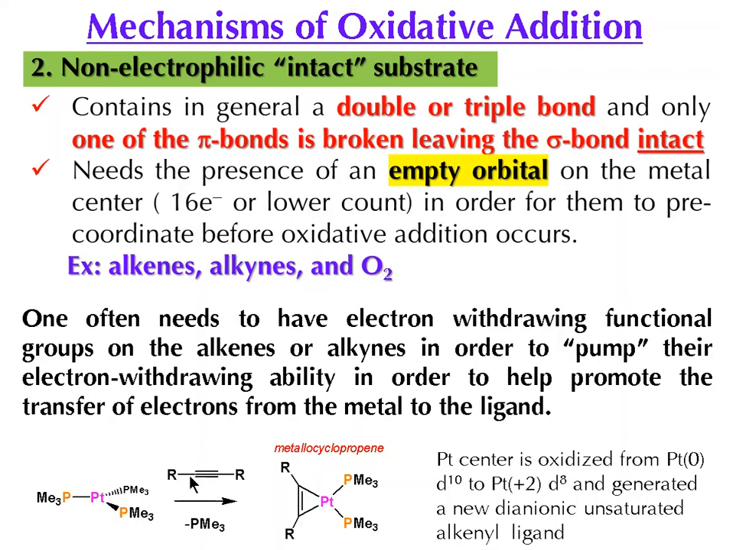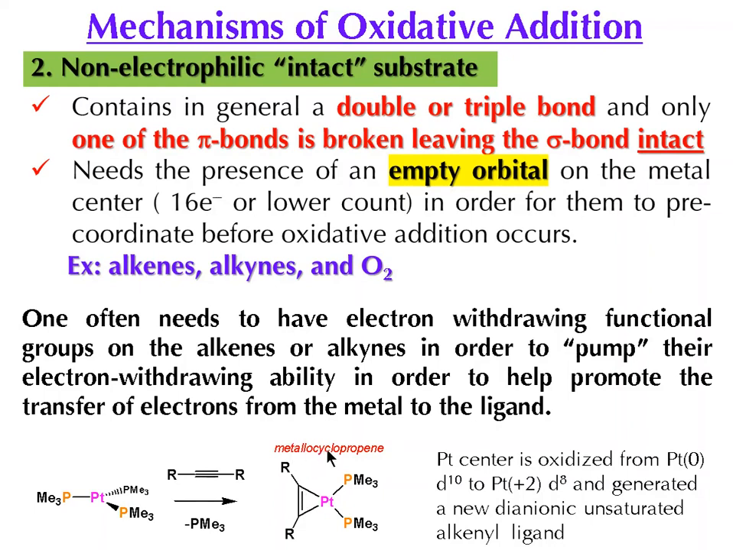Consider, for example, the oxidative addition of an alkyne on a platinum complex. First of all, this complex should have a vacant site, and this is the case. The second point in this mechanism: the electrons of platinum will attack the pi bond of the alkyne, conserving the second pi bond and the sigma bond. So we will obtain a platinum metallacycle with a double bond.